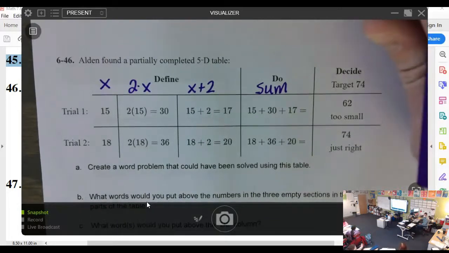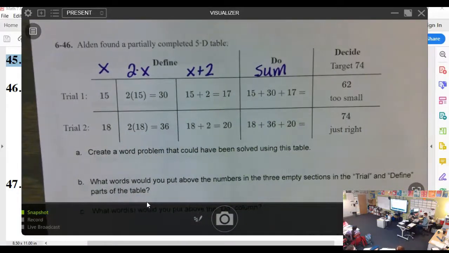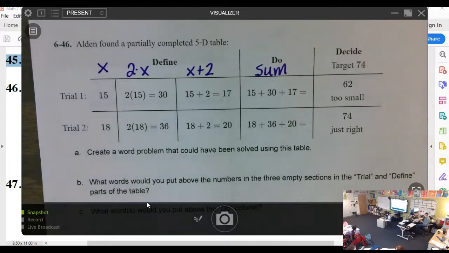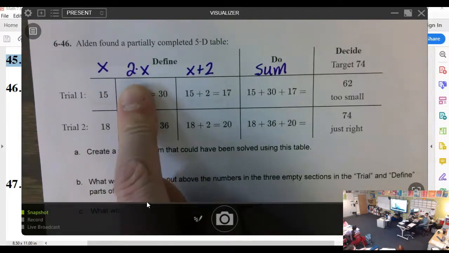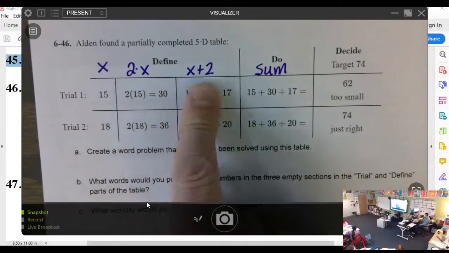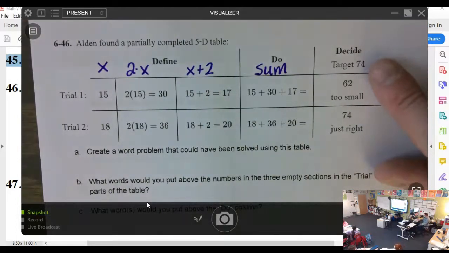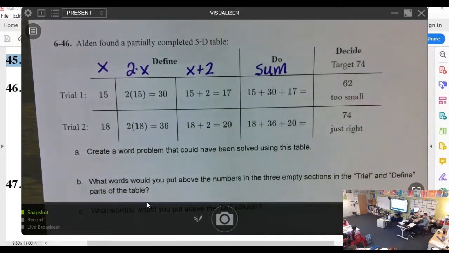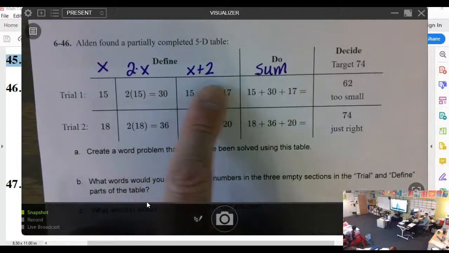So a nice word problem we could create here. What sort of shape has 3 sides? A triangle. So what you could write out here is a triangle has an unknown side x, another side that is twice as long, and another side that is 2 longer than x. Its perimeter is 74. If you wanted to write out something like that. And for part B, we just did it, right? X, double X, 2 more than X.